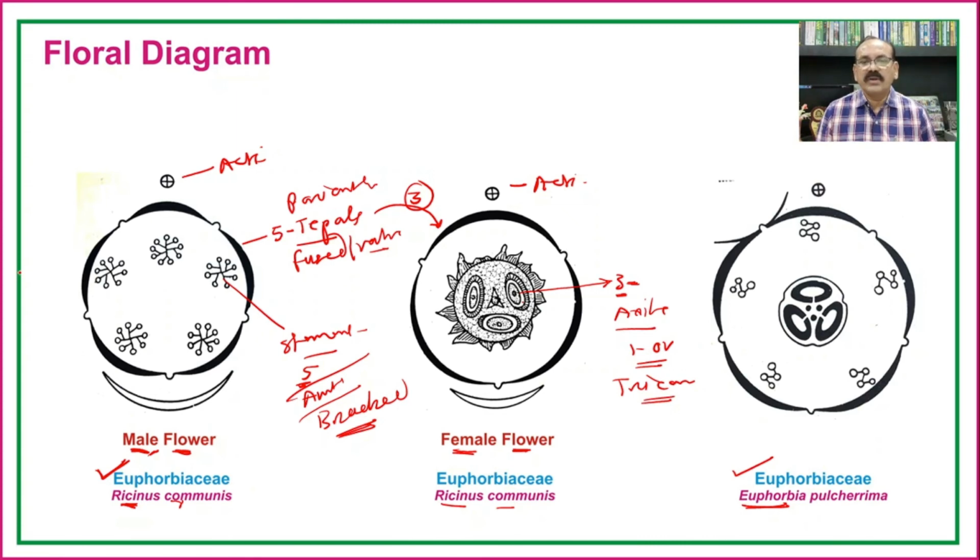In the case of another genus, Euphorbia, the characteristic feature is the presence of the inflorescence called cyathium. In the cyathium type of inflorescence there are naked flowers, or we can say the flowers present in the inflorescence are without calyx and corolla, and hence the floral diagram is drawn for the whole inflorescence, the cyathium.